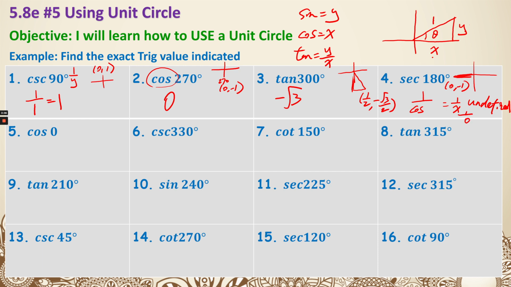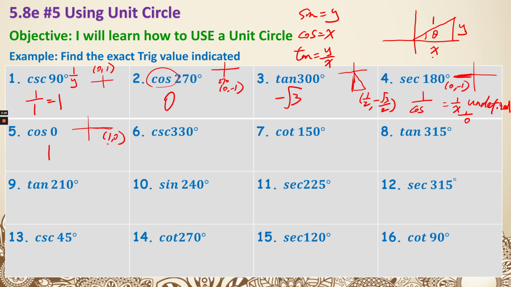So that's number 4. Number 5, cosine 0, which could have a degree symbol or not. Even in radians it is the same. So at 0 degrees, my coordinate is actually 1, 0. I wrote it wrong. 1, 0. And cosine is the x value, so it's just going to be 1.